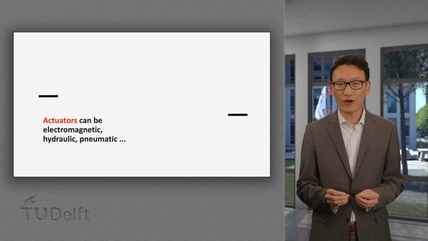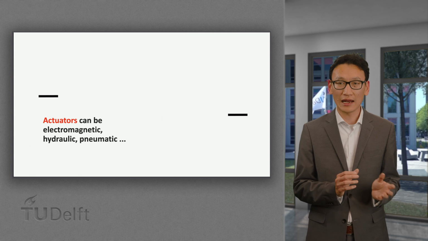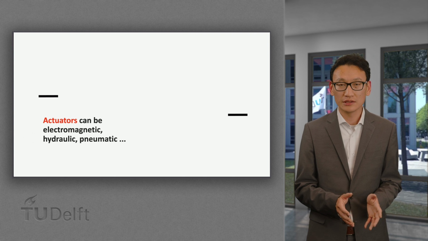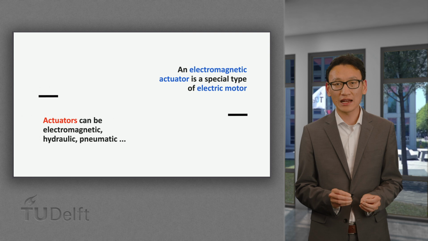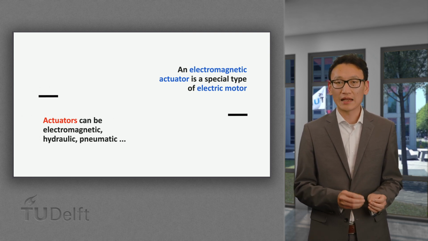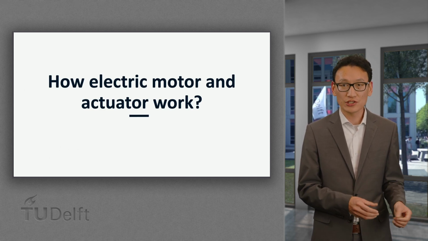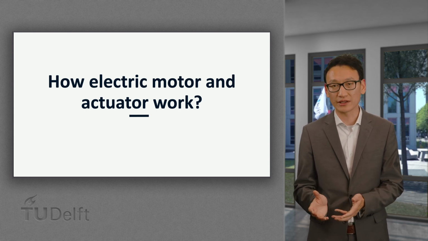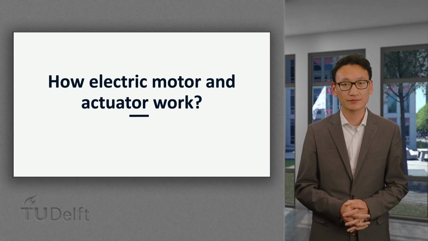According to how the move of the mechanism is realized, actuators can be categorized into electromagnetic actuator, hydraulic actuator, pneumatic actuator, etc. Generally speaking, an electromagnetic actuator is also a special type of electric motor, which only moves in a limited range. Now, we see electric motors and actuators are there to create motions, so they play important roles in robotics because they can convert electricity into motion. Now, let's move on to study their operation principles and types.